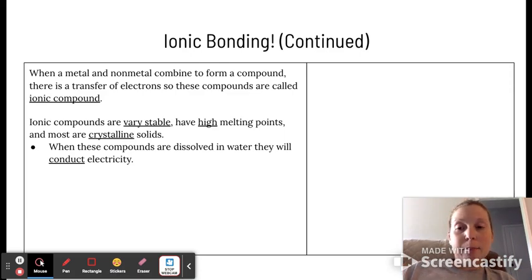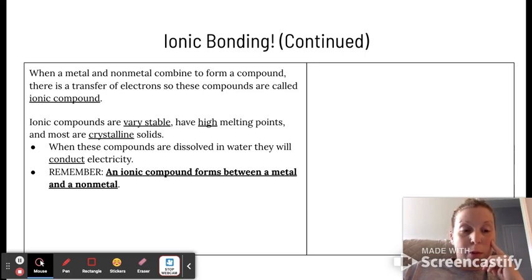And then most of them are going to be crystalline solids, which means that they have very specific angles that the ionic bonds form at. So if you were to hit it with a hammer, it's going to break at those angles. So it's not going to just shatter like glass or anything like that. And these compounds will only conduct electricity if they're dissolved in water or if they are melted. But for us, the only way we can do that is dissolving it in water.